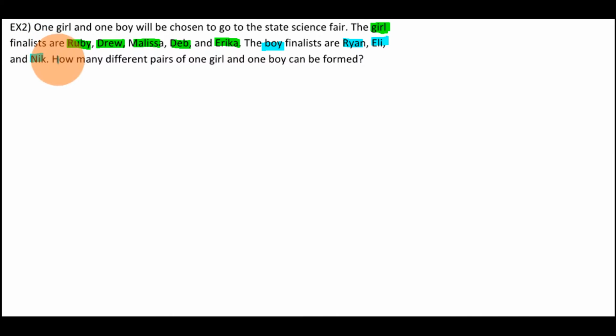Now let's look at this last sentence. It's asking how many different pairs, I'm going to choose a new color here. So how many different pairs of one girl, let's go back to that green, of one girl and one boy, we'll go back to that blue there, so one boy can be formed. So it looks like we're combining information.